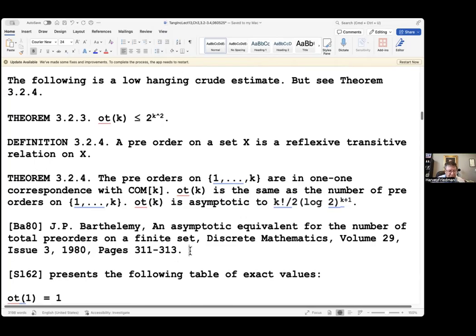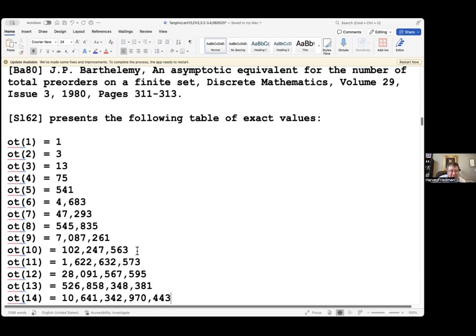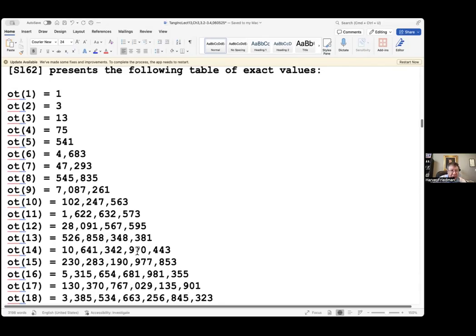And this paper is 1980s. It's not too old, by the standards of this subject. Now here, just to give you an idea of the kind of numbers that come up. So in the Sloan depository, let's call it, are these numbers. OT of 1 is 1, OT of 2 is 3. In other words, the number of order types of a pair. So you can have 1 comma 2 and 2 comma 1 and 1 comma 1. You see how they grow.